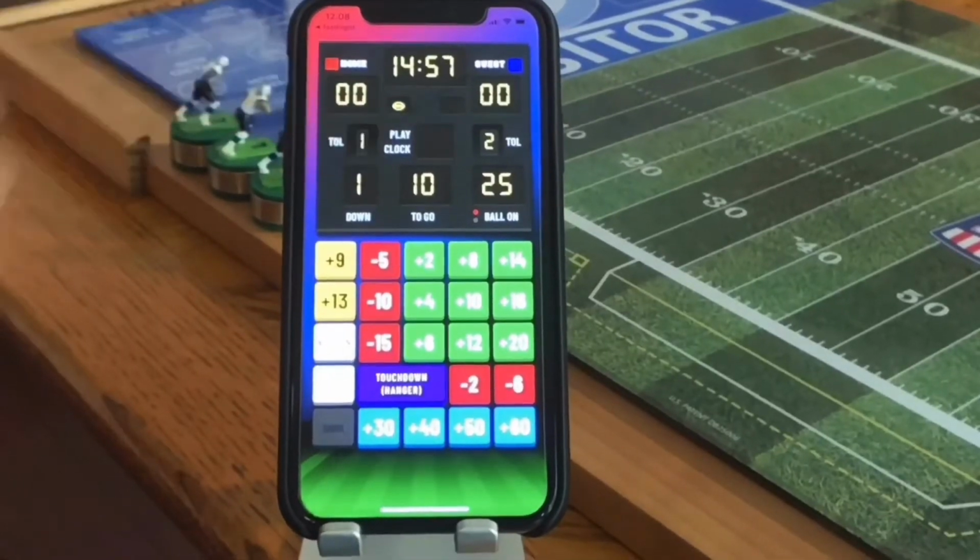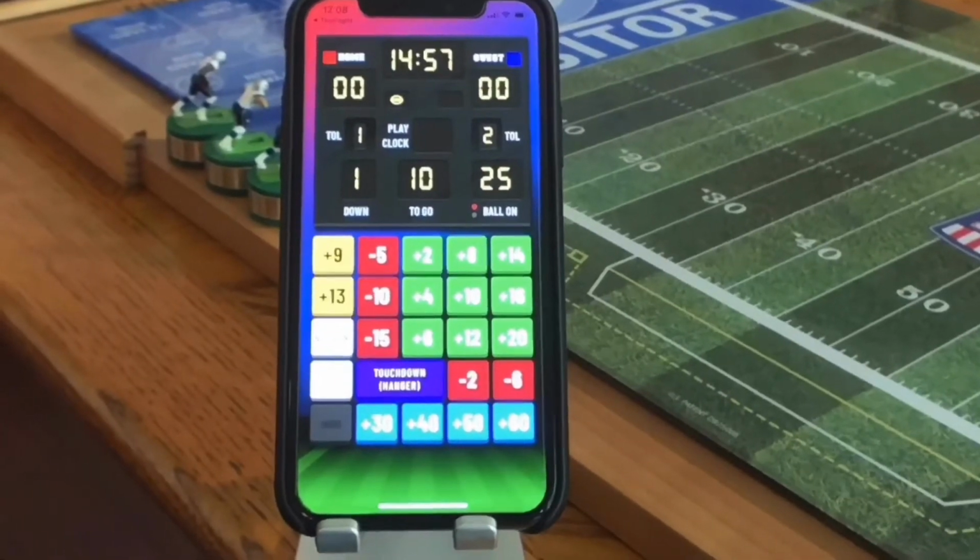Now there are timeouts that you can call too. Each team's allocated 2 timeouts. You can use those anytime during the game and stop the clock for as long as you'd like.